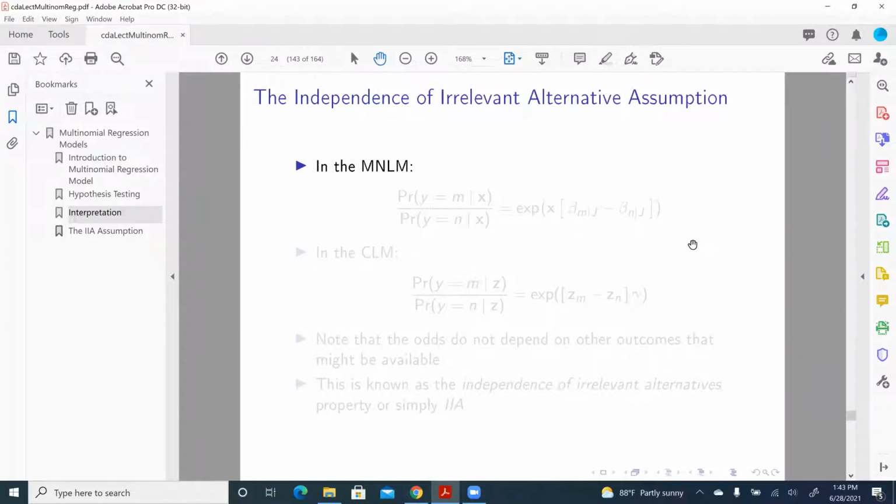Like the proportional odds assumption being very critical for the proportional odds model, for the multinomial logit model we also have a very important assumption which has to hold for the model to work. That's called the IIA assumption, or if we spell out this acronym, the independence of irrelevant alternatives assumption. Sounds pretty complicated, and it is a complicated assumption.